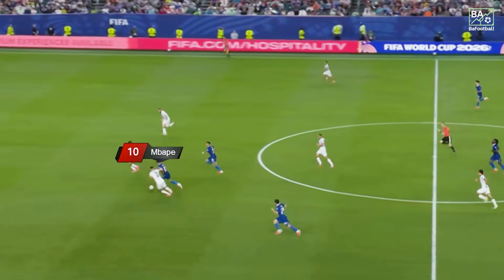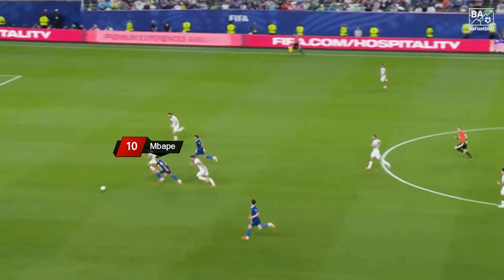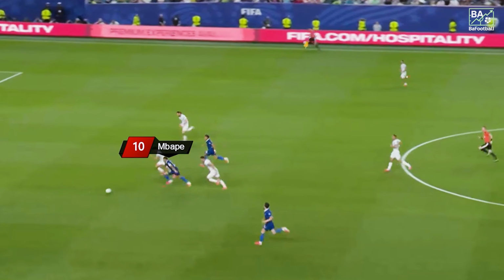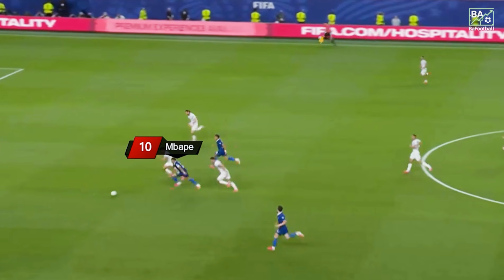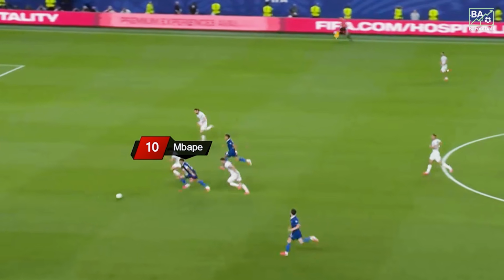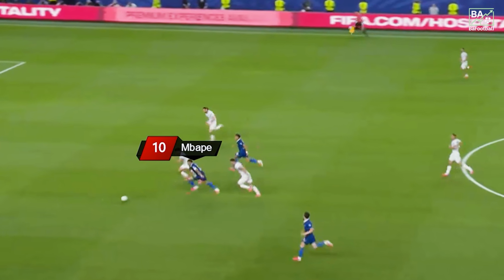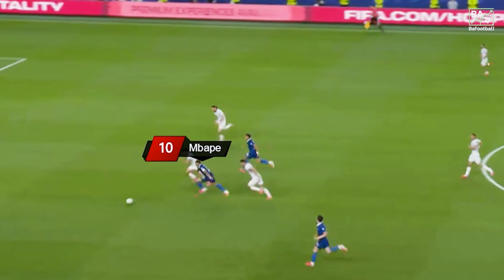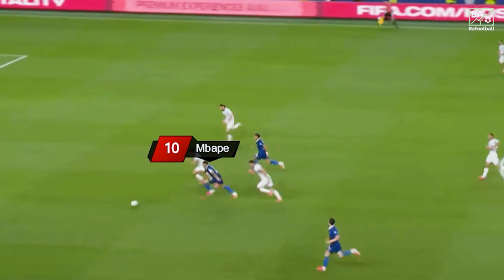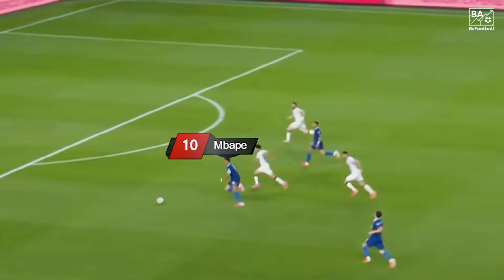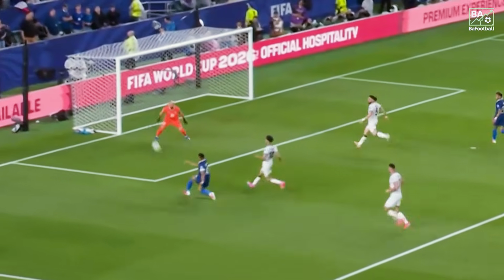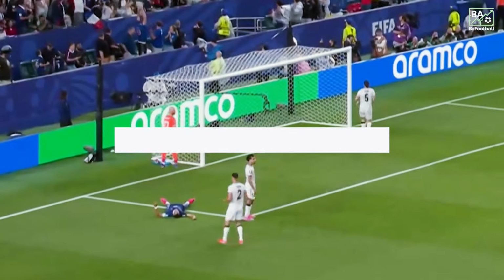Mbappe then uses his technical quality, pace, and physical power to put the defensive line under intense pressure. With an excellent piece of individual skill, he drives into the final attacking area and prepares to finish. At the final moment, however, his shot lacks the necessary precision and goes narrowly wide of the post. As a result, this dangerous counterattack does not end in a goal.